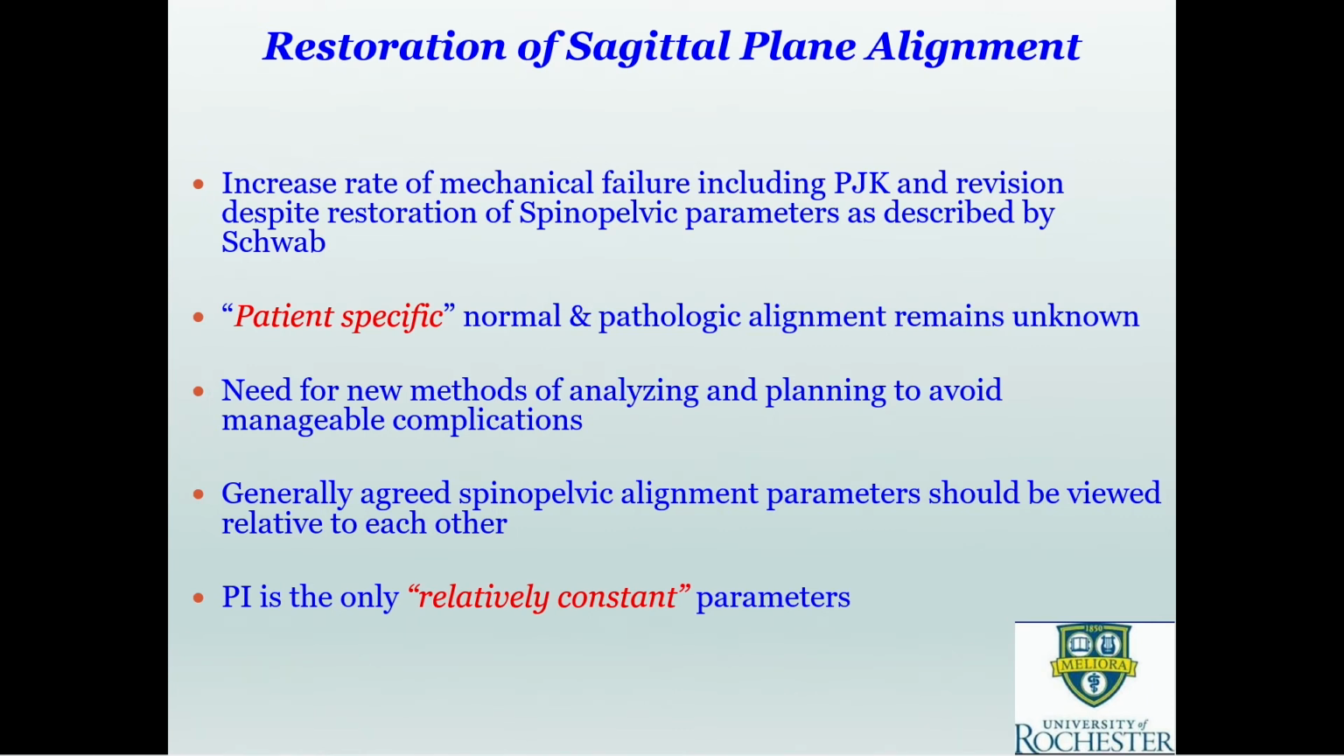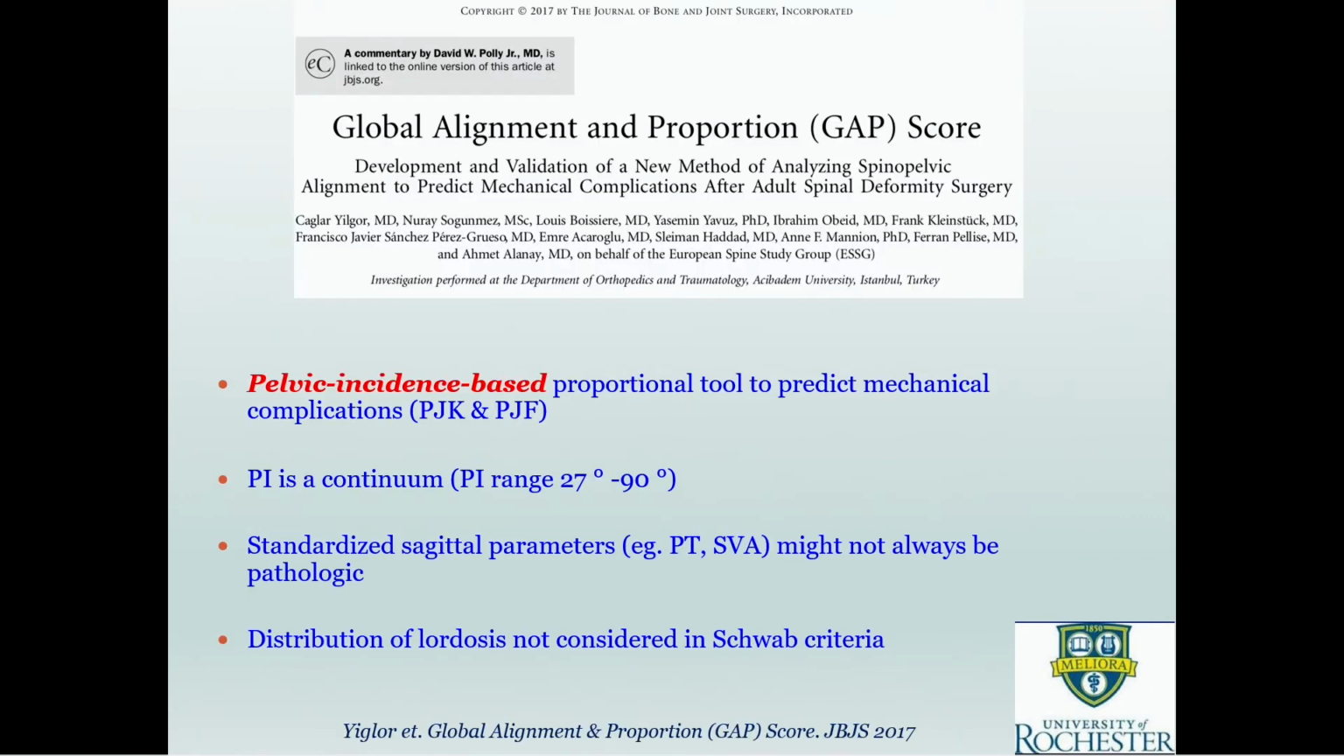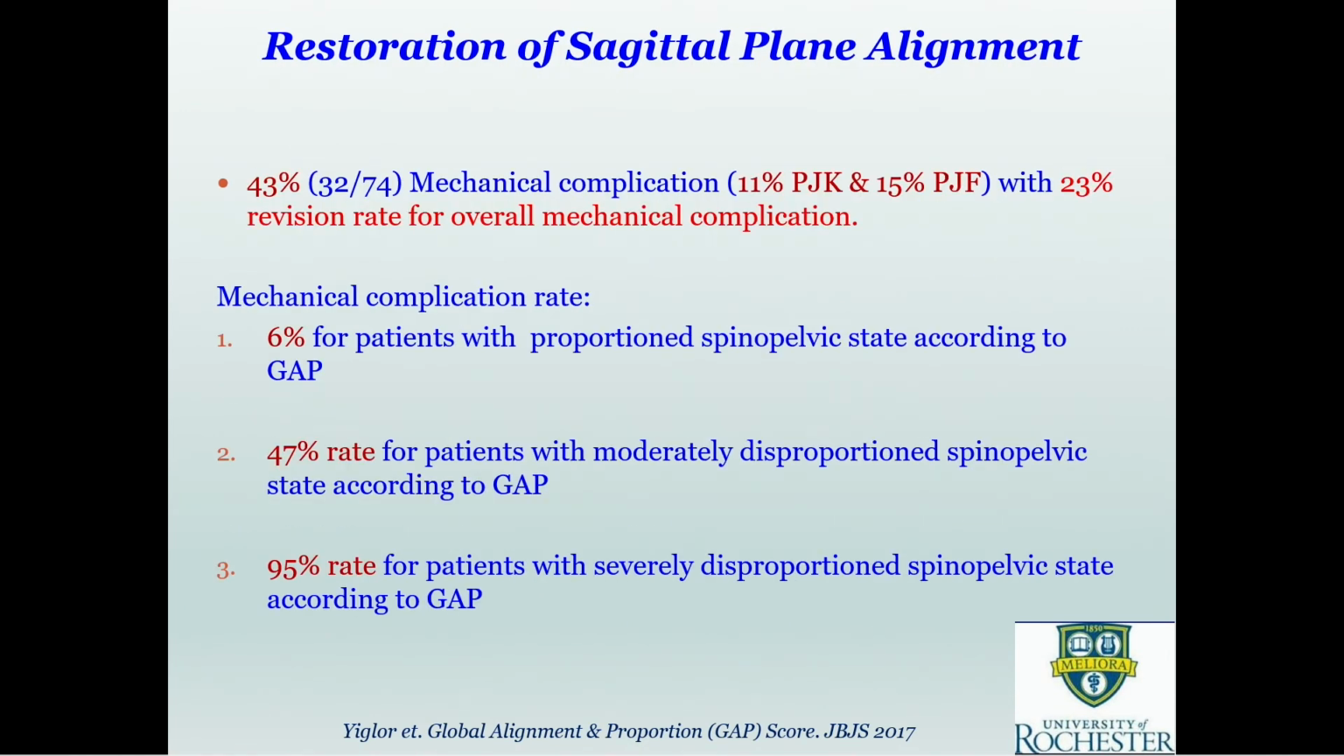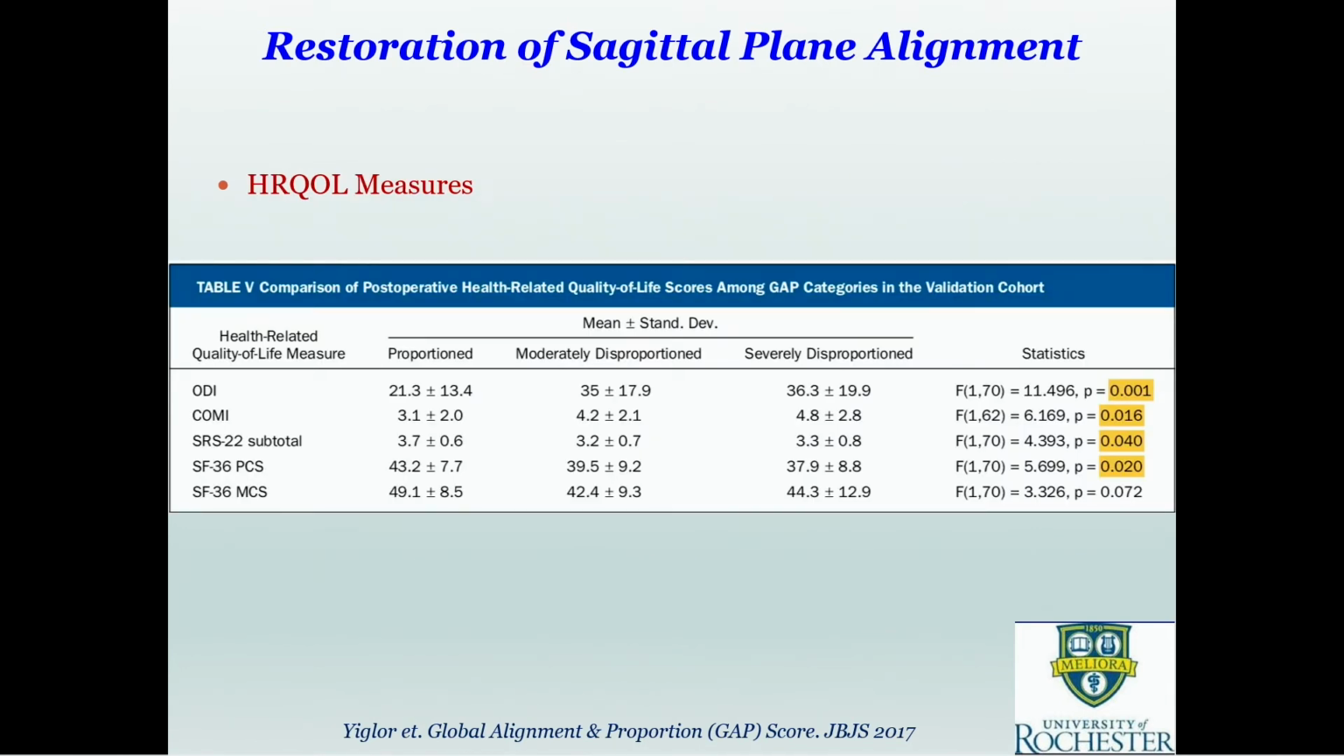Other techniques, just for the sake of time, for restoring sagittal alignment is using the GAP score, which, as the last speaker mentioned, restoring the GAP score has been shown to reduce the risk for mechanical failure, including PJK. So the more closely you can get the patient's GAP score to the recommended proportional GAP score with the sagittal alignment, you reduce the risk for PJK. And this is using the GAP score and comparing this to health-related quality of life measures, showing significant improvement.